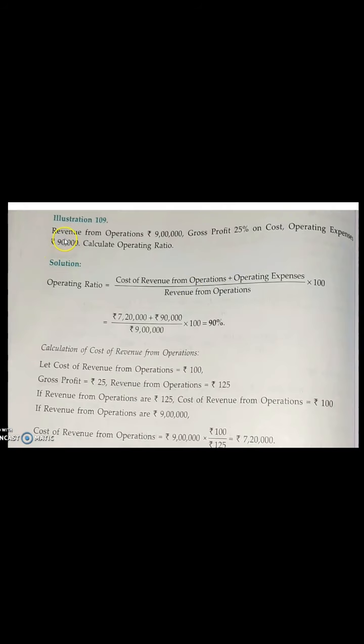The next problem, revenue from operation is given to you as 9 lakh, gross profit 25% on cost, operating expenses is 90,000, calculate operating ratio. This is the same type of problem which we have done in the earlier slide. So, write down the formula. Operating ratio is equal to cost of revenue from operation plus operating expenses divided by revenue from operation into 100. Fast, we can move to the working note.